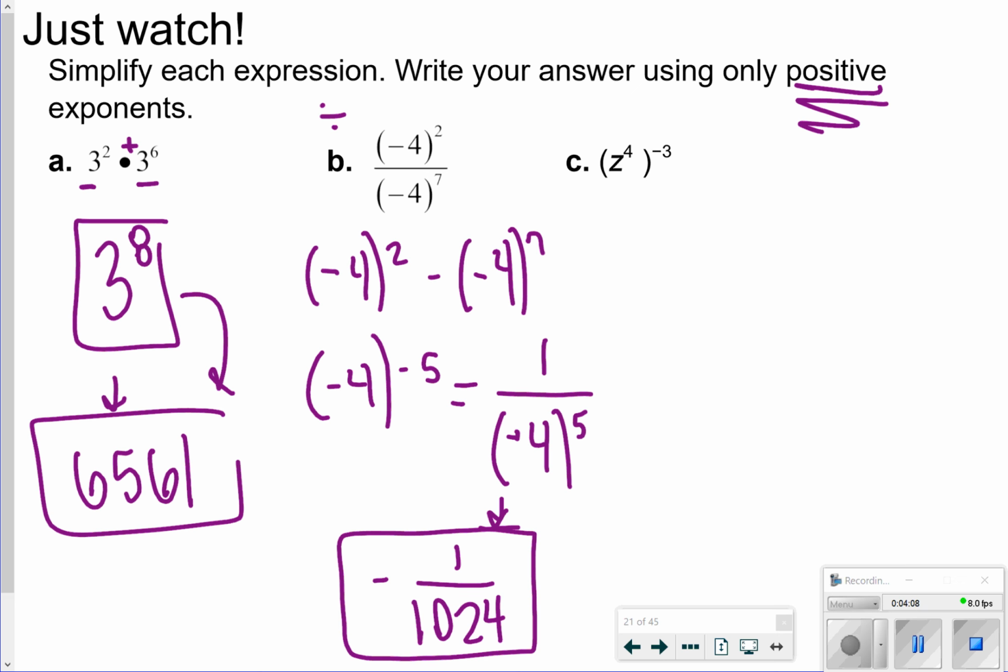Letter C is the power of powers, and that just means if there is an extra exponent on the outside of the parentheses, you can multiply these together.